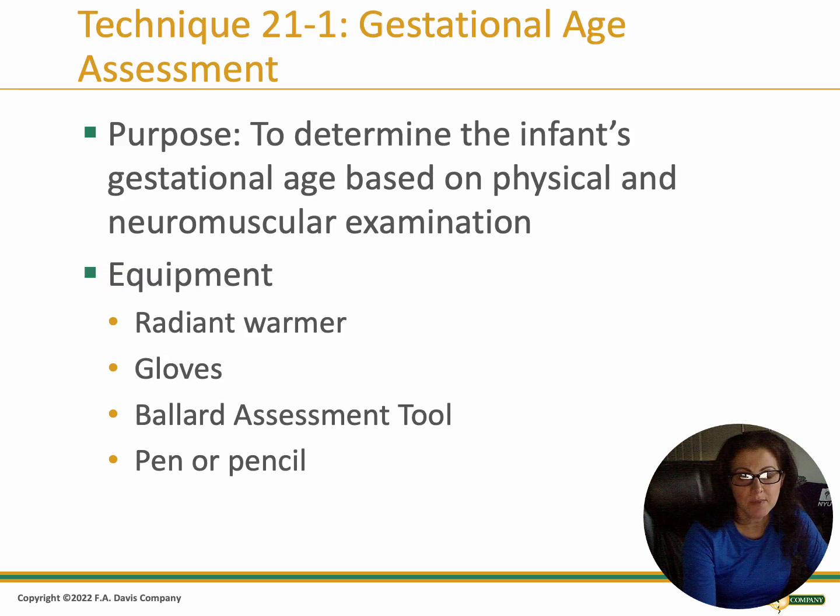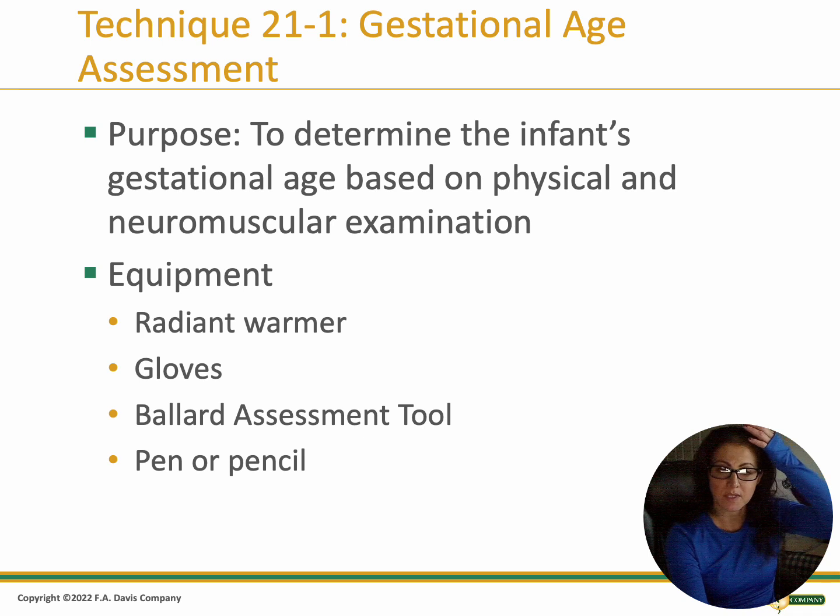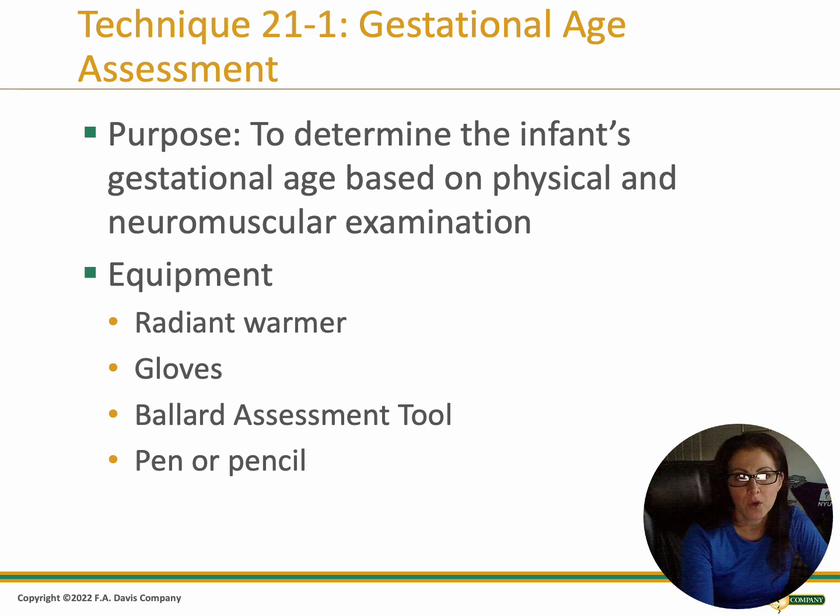Gestational age assessment is also something else that you want to do. An easy assessment is to use the Ballard's assessment tool, and this gives us an idea of both their neuromuscular as well as physical examination. And if we're unsure of what their gestational age is, we can use the Ballard scale to help us determine this.